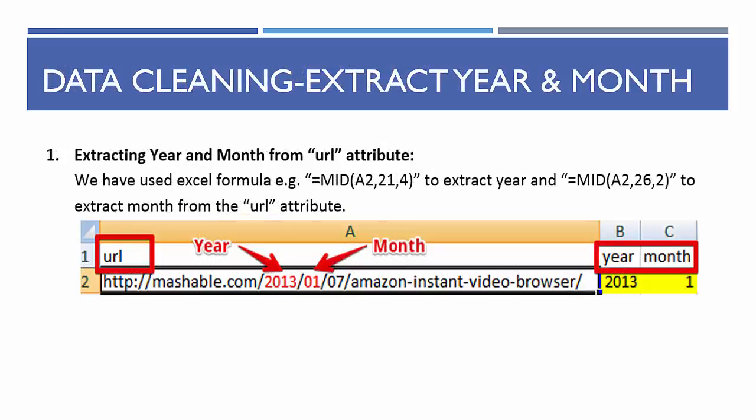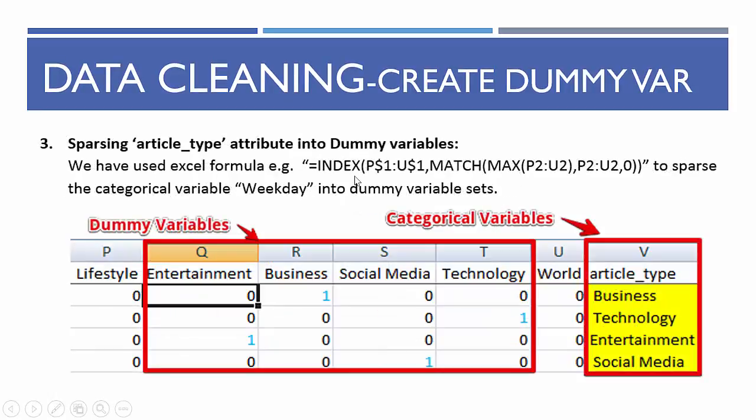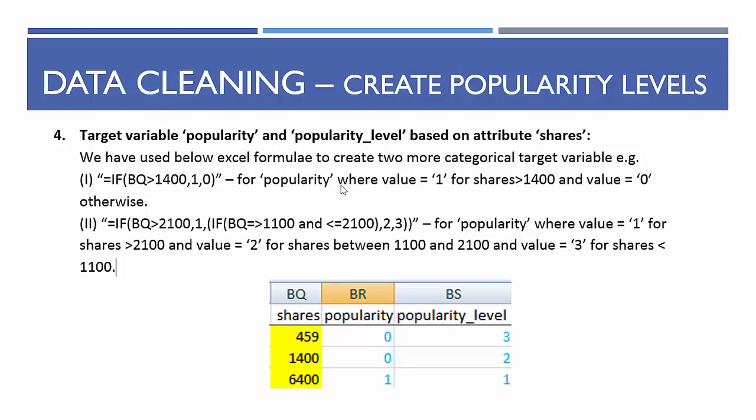The data cleaning process involved four different steps. The URL attribute has year and month in it, so we extracted these using formulas in Excel. The next one was parsing weekdays, which is a non-predictive variable I was talking about, and this is how it was parsed. This is the variable we created using this formula in Excel. Similarly, we did this for article type as well, into dummy variables. The fourth one is the target variables, popularity and popularity level, which we have introduced, and this is the criteria we have chosen for them.